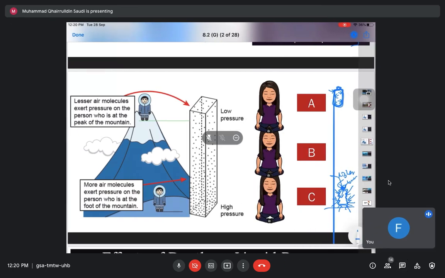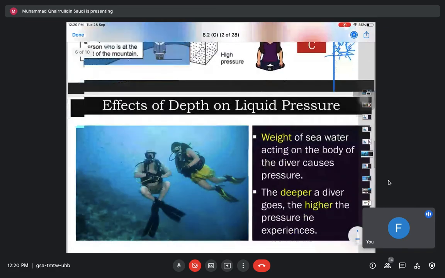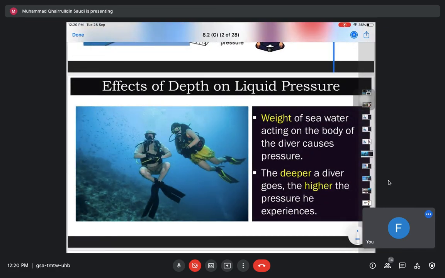continue our lesson. We will see the relationship between depth and liquid pressure. It is almost the same thing. Only this time we look from the top to the bottom in the ocean. When we look at the ocean, we can feel liquid pressure. The weight of the sea water acting on the body of the diver causes pressure. This is called the liquid pressure. So when we go into the water, there will be weight of water acting on our body.